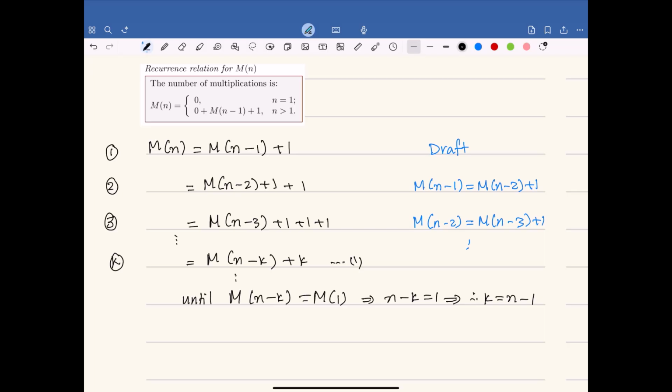We substitute into formula 1, so m of n is equal to m of 1, because the value of m of n minus k is equal to m of 1, plus the value of k, which is n minus 1. And this is equal to 0, because the value of m of 1 is equal to 0, plus the value of n minus 1, and this is equal to n minus 1. Now as the efficiency class, this formula, which is linear, belongs to big theta of n.